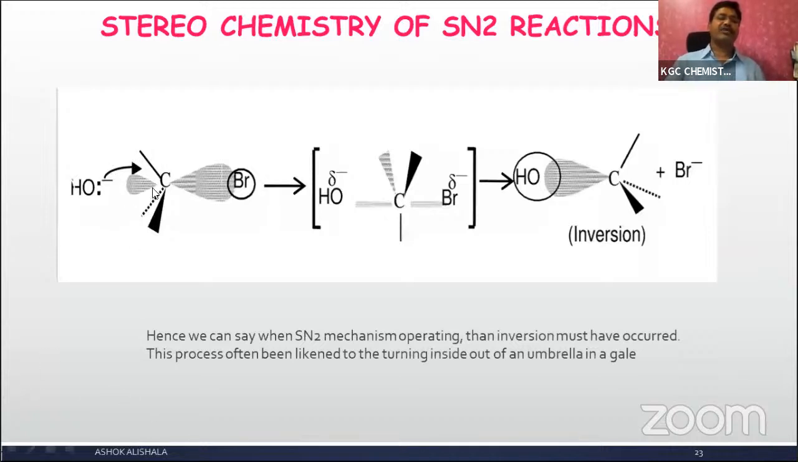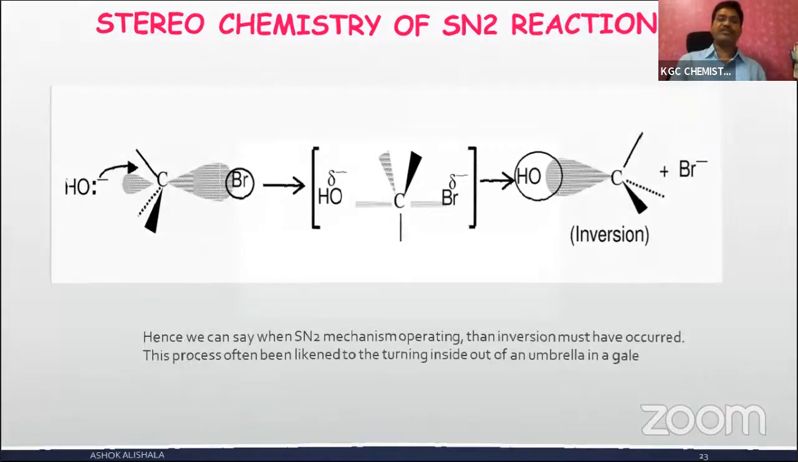The OH attacks from the back side. These are the lobes of the carbon. This is going to be the transition state. Finally, you will get the configuration opposite to the alkyl halide. This inversion is called the Walden inversion.